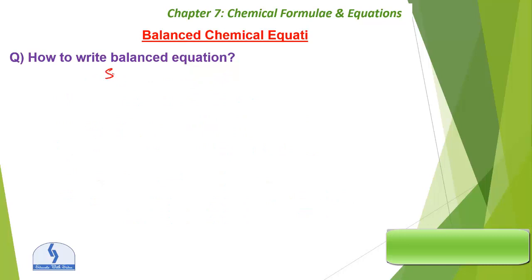State symbols basically define the physical state. And physical state, I already told you this thing, of the reactant and the product, that is S for solid, L for liquid, G for gas, and if it's an aqueous solution that will be AQ, right? So these are the state symbols or the physical state of the reactant and the product.